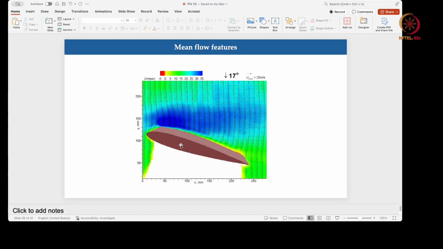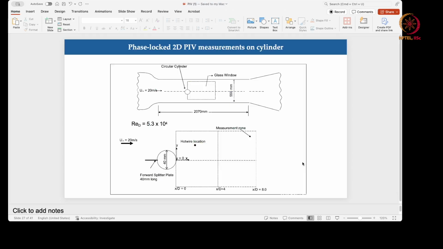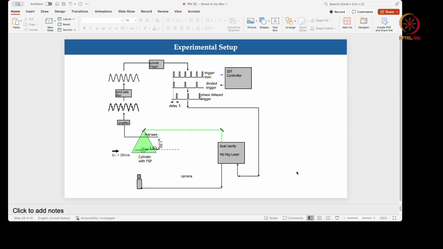This is the mean flow features over the aerofoil, and there are dynamic features also. You can see the velocity is about 28 meters per second. This is phase locked 2D measurements on a cylinder. So you can see actually what the rate of vortex shedding is. Okay, and this is the kind of experimental setup.